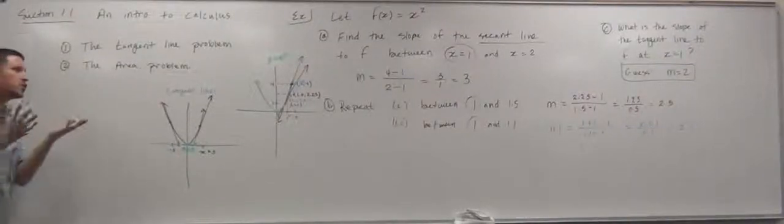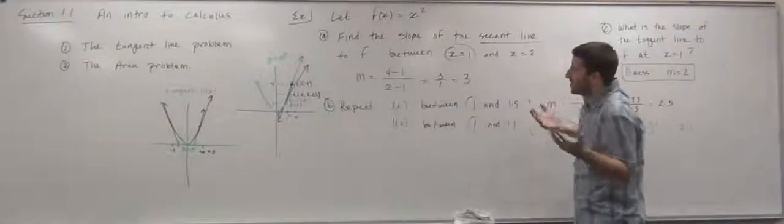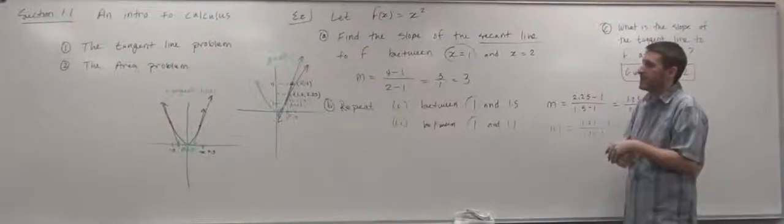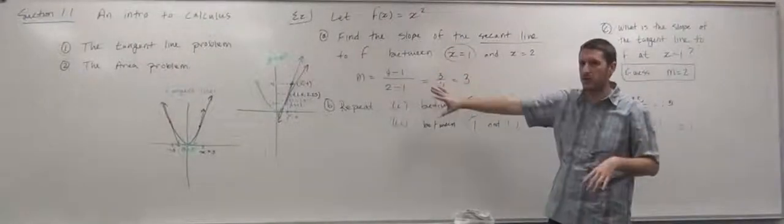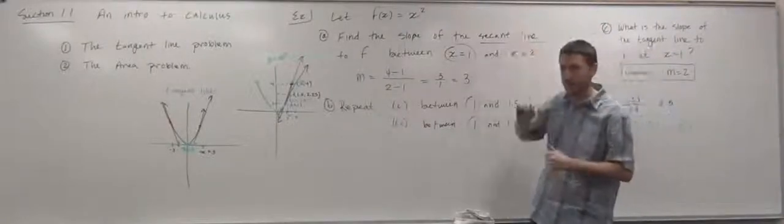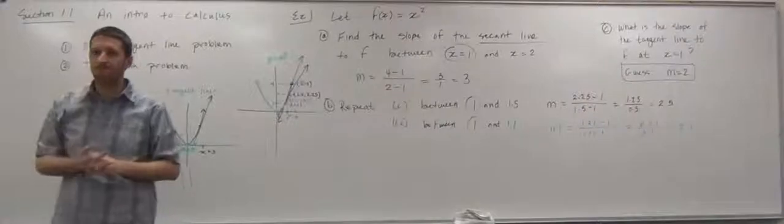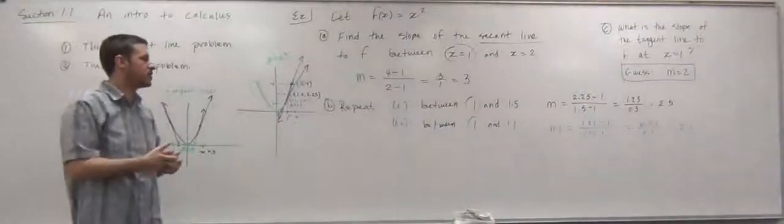So I only assigned 2 problems in this section, just because there's not really a lot of math to it. It's more an introduction of what we're going to be doing. But one of them is to find the slope of a secant line and then guess at the slope of a tangent line. We have 5 and 7. If you have trouble with those, ask me next time.